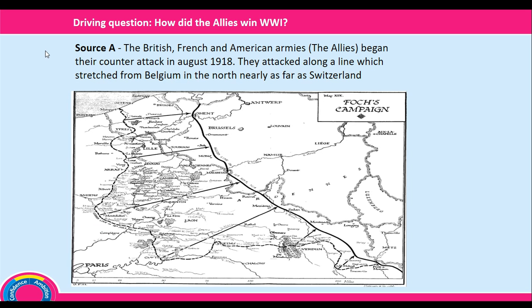Source A. The British, French and American armies, aka the Allies, began their counterattack in August 1918. They attacked along a line which stretched from Belgium in the north nearly as far down as Switzerland.